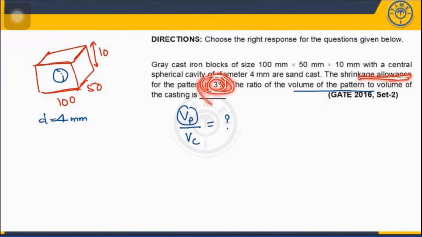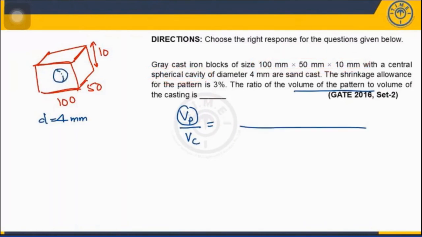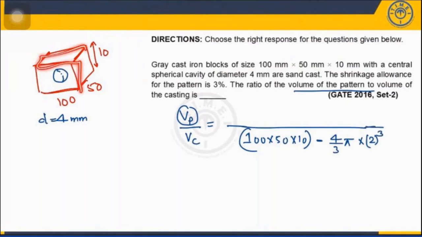The shrinkage allowance is 3%. That means 3% shrinkage in each dimension. This one is also shrinking 3%. This is also. Okay. So for the pattern, what will you do? You will add the 3% shrinkage. So what is the volume of pattern? The volume of this block minus the volume of the spherical cavity, because this is the cavity. So for the volume of casting, can I write 100 into 50 into 10? This is the volume of this block minus this cavity, 4 by 3 pi r cube. What is r cube? Diameter is 4. Because you know that the volume of this gray cast iron block will be this complete block minus the spherical cavity.